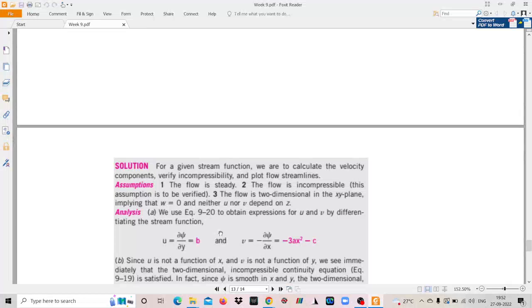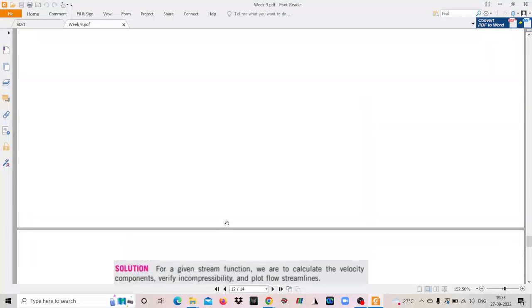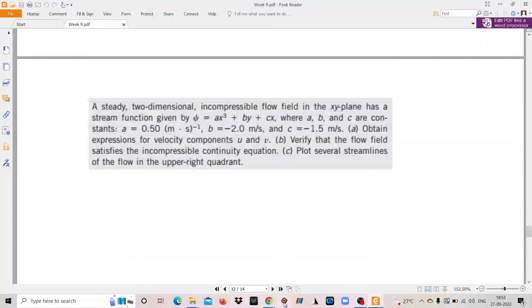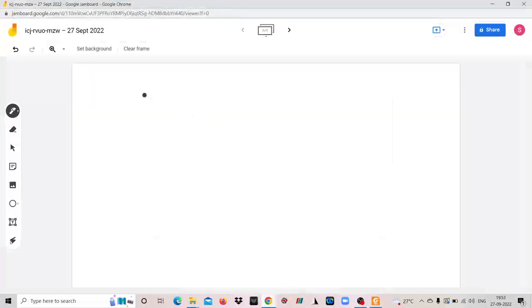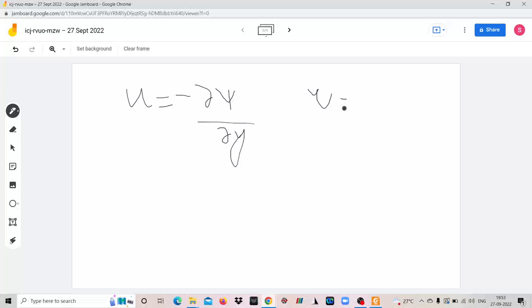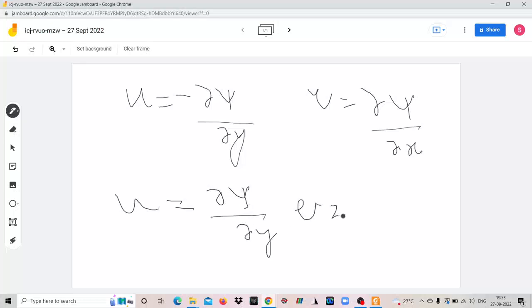Okay, so the value of the stream function psi is given to us. Now what is the relation of psi with u and v? u is equal to minus del psi by del y, and v is equal to del psi by del x. Alternately we can use this form: u is equal to del psi by del y, and v is equal to minus del psi by del x.